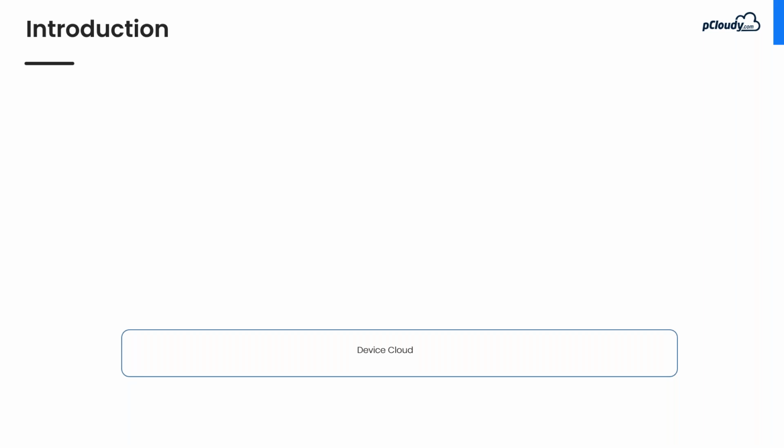So what different kinds of applications can you test on pCloudy? These are typically native applications, hybrid applications, mobile web applications, and also PWA applications. So in case you are using either of these or a combination of these, you can test those applications on real physical devices, on real mobile devices on pCloudy.